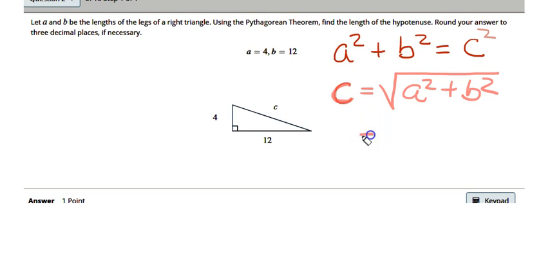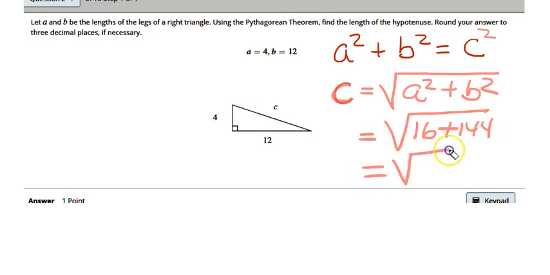And you can just do some substitution. A squared, which is 4. 4 squared is 16. B squared is 12, so that's 144. So you get the square root of 144 plus 16 is 160.